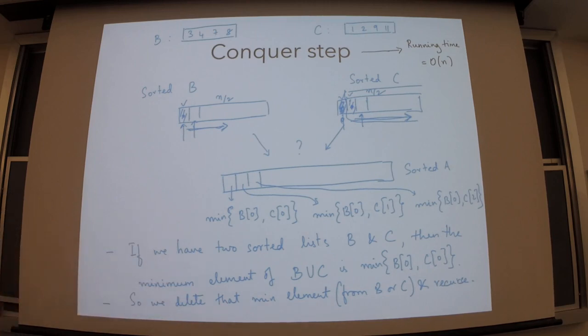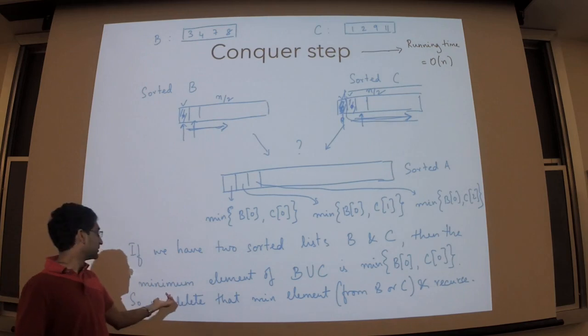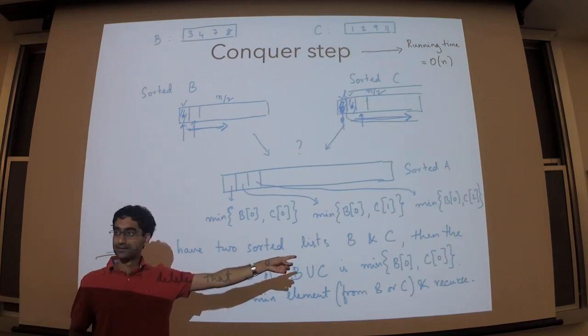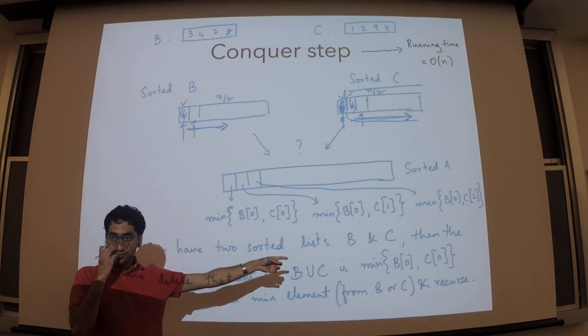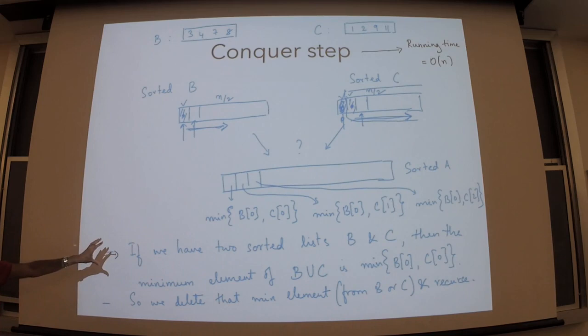And I've already written down the key step in the proof, which is this statement. That is, if you have two sorted lists B and C, then the minimum element of B union C is basically this. I claim this is the key statement, and once you have this, the correctness of the whole merge procedure follows. So why is that? Do you guys all see this? Yeah.